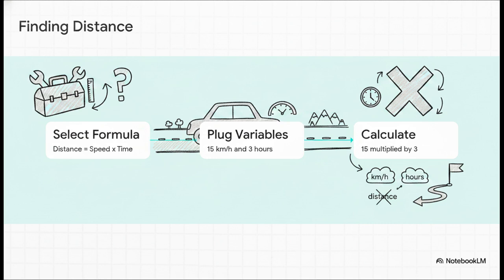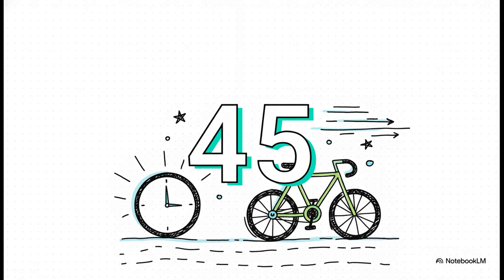When you multiply a speed by the time spent traveling, the hours actually cancel out, leaving you purely with the distance. It's just 15 multiplied by 3. Which brings us to a very satisfying answer of 45, option C. In 3 hours, Chidi managed to cover an impressive 45 kilometers on his bike.